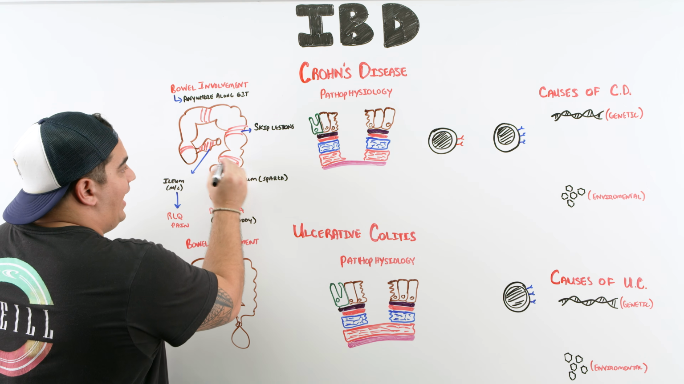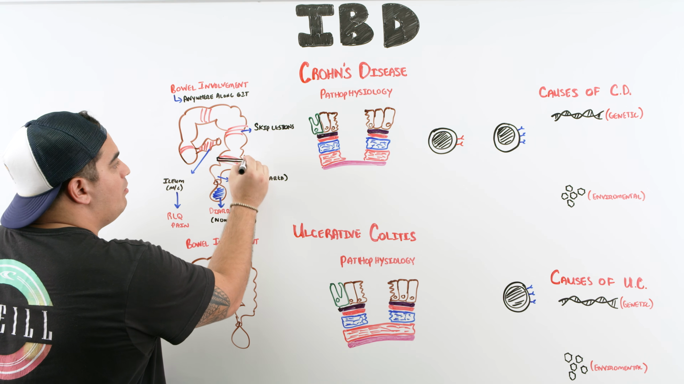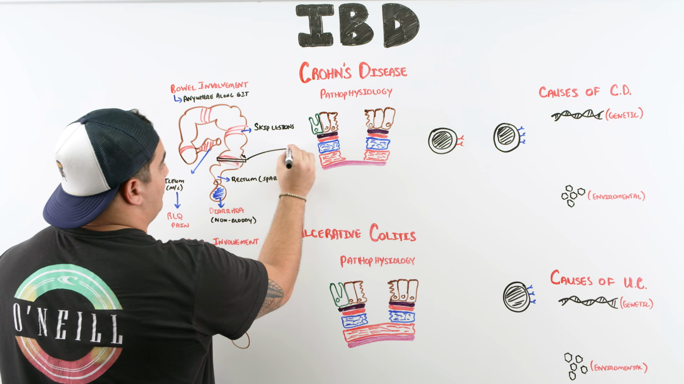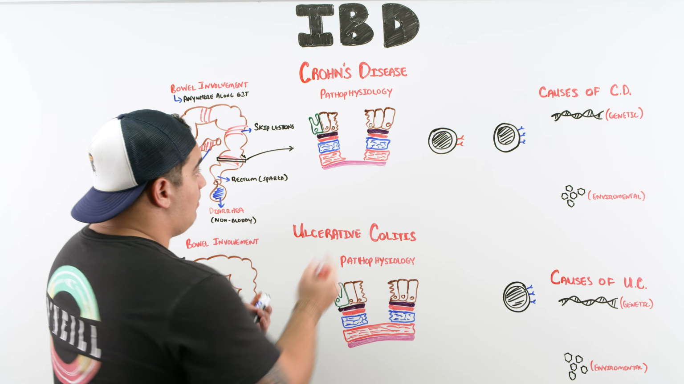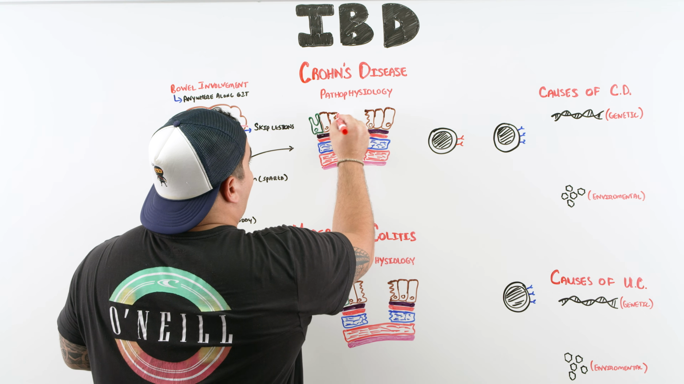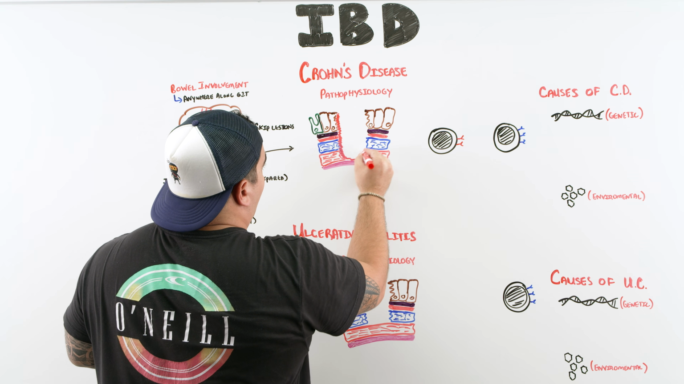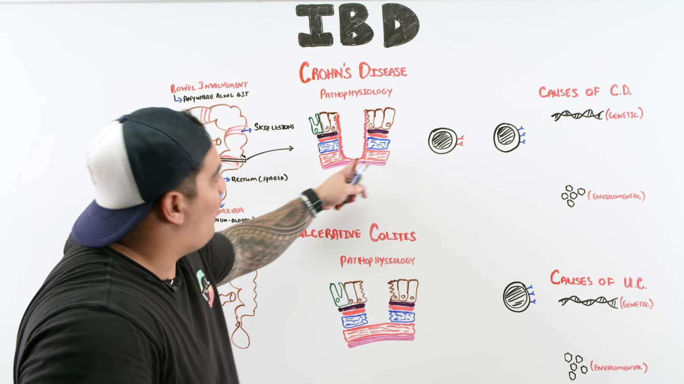So if I were to take a look at this lesion here and zoom in on it, what's actually happening at the microscopic level? Well, what we see here is that there is definitely tons and tons of inflammation in this particular location. And what we get is this nasty little ulcer.